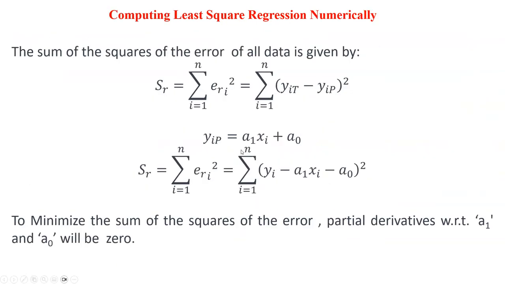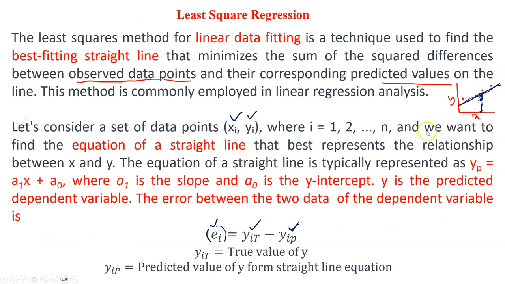Now if I take the sum of the error from observed data point to predicted data point, that is ei.